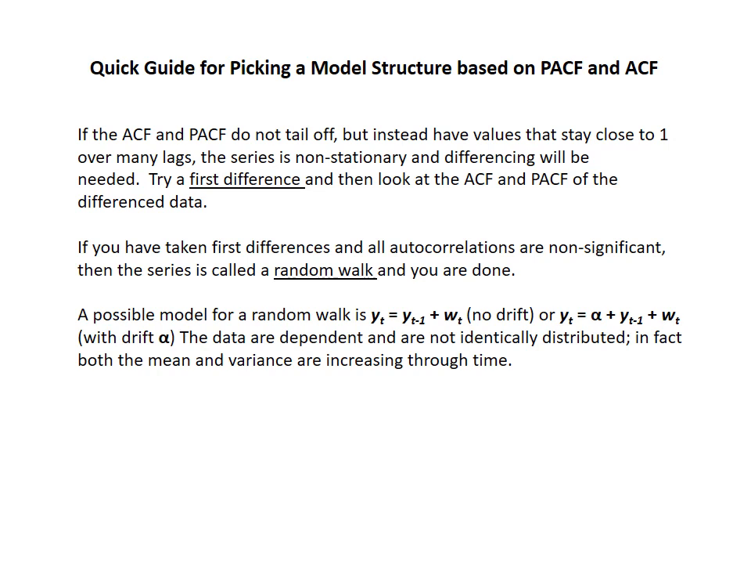Now, if you take the first difference and then you plot the autocorrelation function and you find that all autocorrelations are non-significant at every lag, then that is the special class of models called a random walk. And a possible model for a random walk is shown at the bottom here, and what that means is that the value of a process y in period t is only dependent on the value of the process in the previous period plus a randomly sampled value from this white noise probability density function wt. And that would be something that we would describe as having no drift, right?